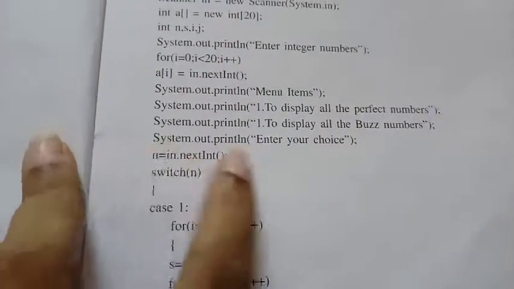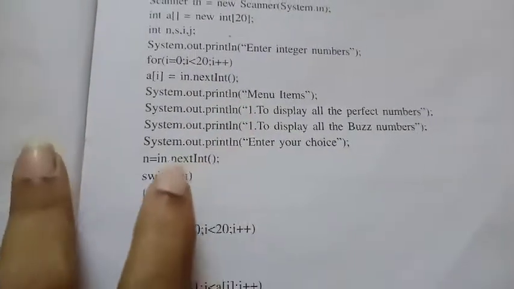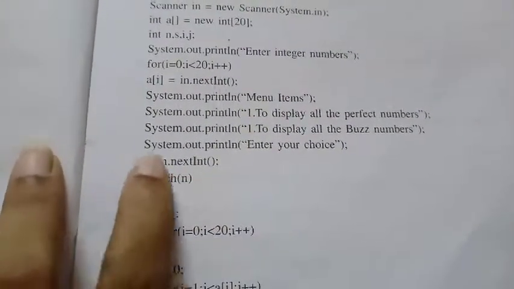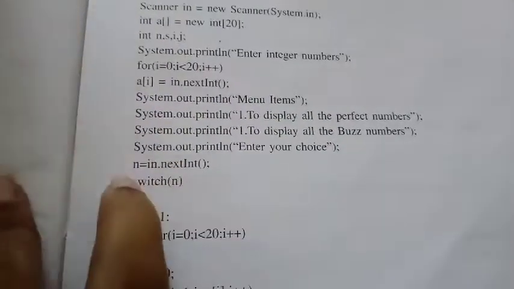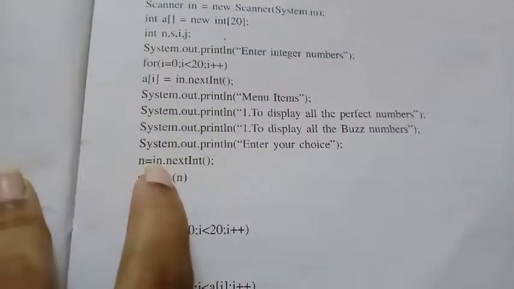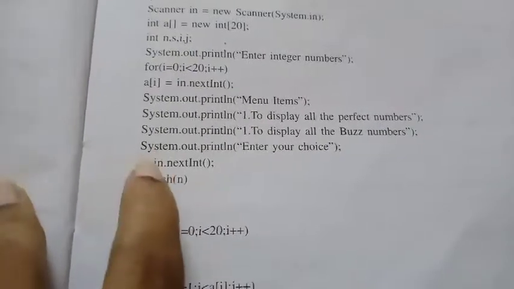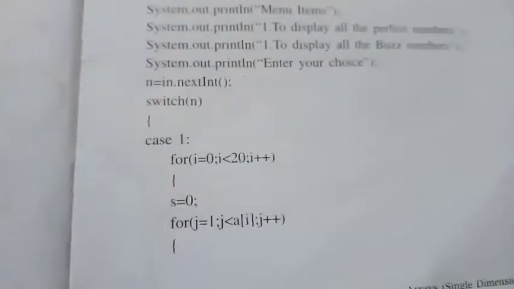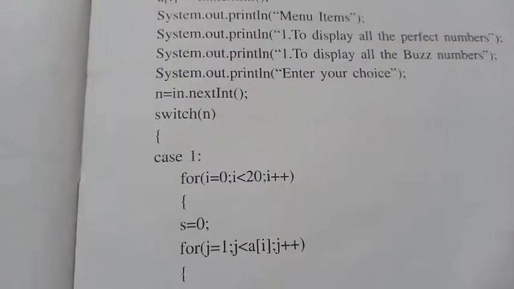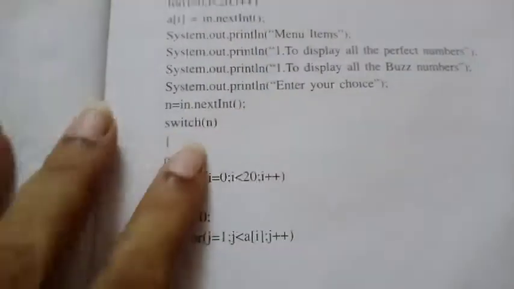Then this n will be the specified number. That will be saved here. The user is going to enter a choice, either 1 or 2. That will be stored in this variable n, and this is given in your switch. Menu driven program means we are going to use switch only. In the first chapter itself we have studied this. So always menu driven program means we are going to use only the switch case.